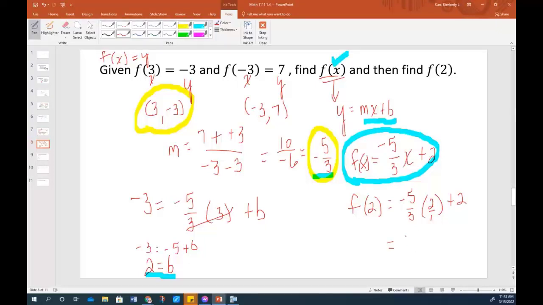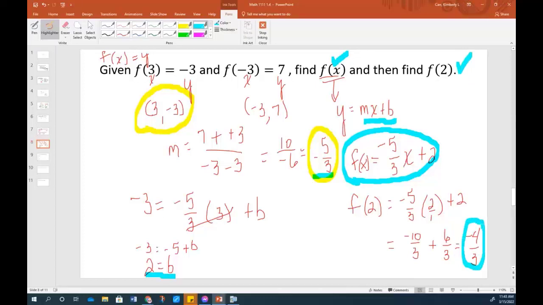So that is negative 10 over 3. And since I do have a fraction here, I'm going to rewrite the 2 with a common denominator of 3. And 2 is the same as 6 over 3. So then I can combine going across the top, and I get negative 4/3. So f of 2 is negative 4/3. And that would be this last answer they asked me to get.